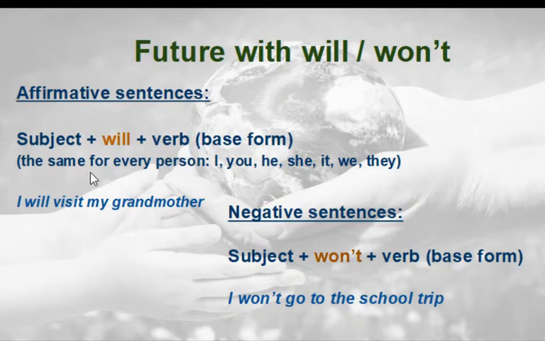For the subject, we can add will to all of them: I, you, he, she, it, we, etc. We don't have to make any changes. The same for the verb. We don't have to make any changes to the verb. We use it in its base form.